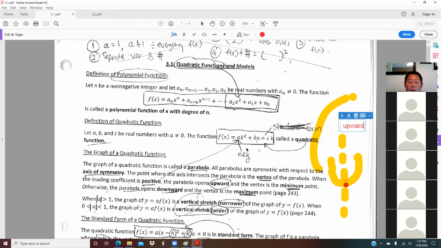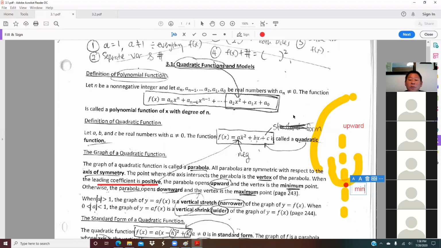This will open upward. The reason why is because it's going upward. And when everything opens upward, your leading coefficient is positive. So when you have an open upward, your leading coefficient is positive. What is the leading coefficient? The leading coefficient is A, this A. So if your A is positive 3 or positive 2 or positive any number, we know that your parabola opens upwards. Okay, and this point is called the minimum point in this case because it's at the lowest point. So it's called a minimum point.